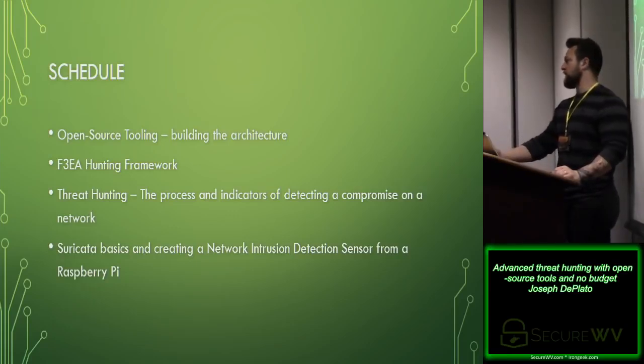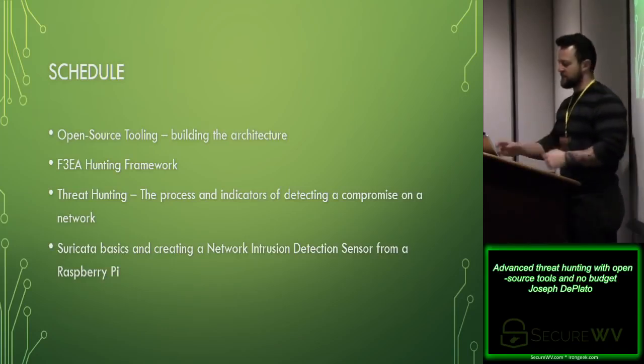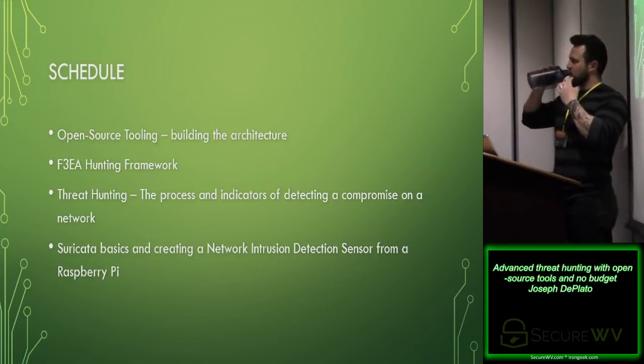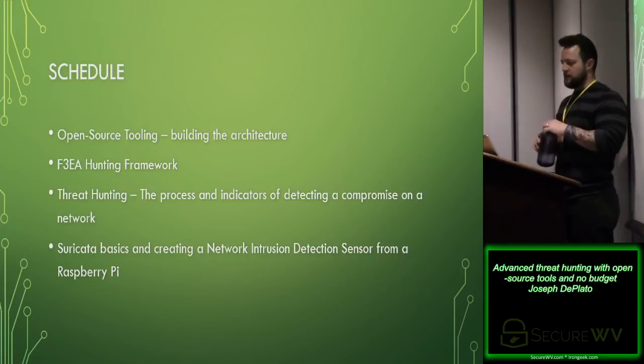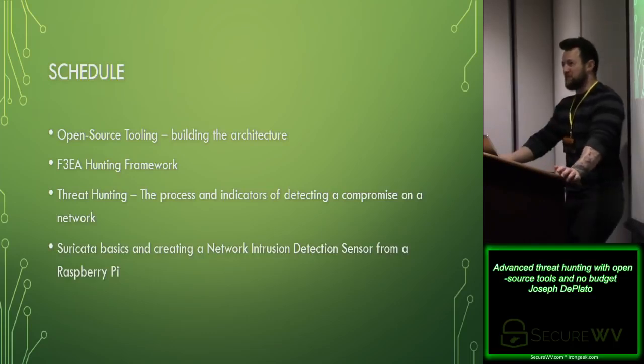So understanding all that, I figure we'll start with open source tooling, go through those tools so you can get a readout of what I use day-to-day throughout my job. Then we could go into what's called the F3EA hunting framework. It's a framework that I leverage and I teach other SOC analysts to use when approaching investigations and approaching the data that the organization is sending to them. We're going to hit threat hunting, so the process and indicators of detecting a compromise on a network. And then if we have time, Suricata basics and creating a network intrusion detection sensor from a Raspberry Pi.